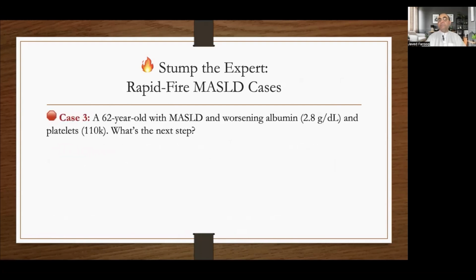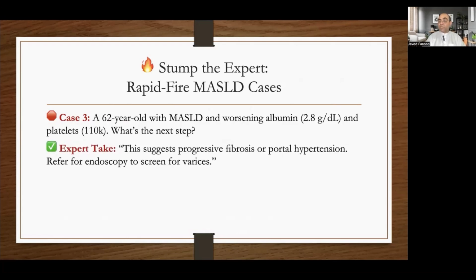Case number 3, a 62-year-old with MASLD and worsening albumin, that is 2.8 grams per deciliter, and platelets 110,000. What's the next step? This suggests progressive fibrosis or portal hypertension. Refer for endoscopy to screen for varices.